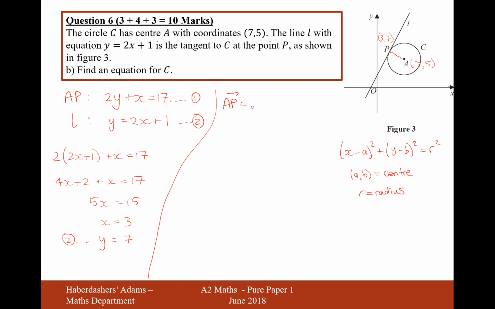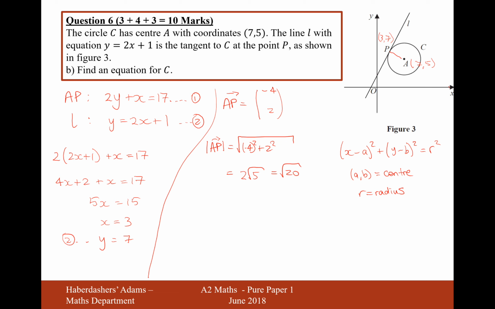How do I get from A to P? Well, that's going to be by the vector from 7, 3. I need to go left by 4, and from 5 to 7 I need to go up by 2. So therefore the distance from A to P is just going to be the square root of minus 4 squared plus 2 squared, and that's going to give me 16 plus 4, that's 20, so that's going to give me 2 root 5, or in other words, the square root of 20.